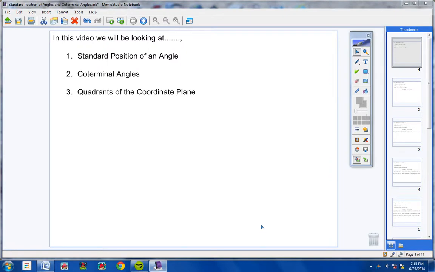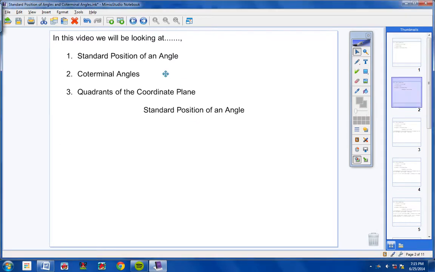Okay, pre-cal students, in this video we will be looking at standard position of an angle. We will also be looking at coterminal angles, and we will also be looking during this video today at quadrants of the coordinate plane. All right, quadrants of the coordinate plane.